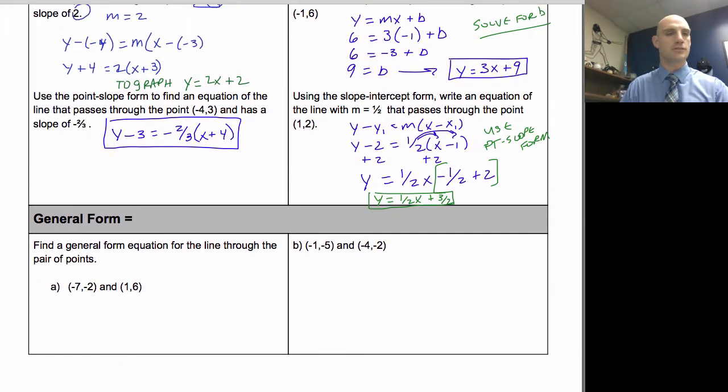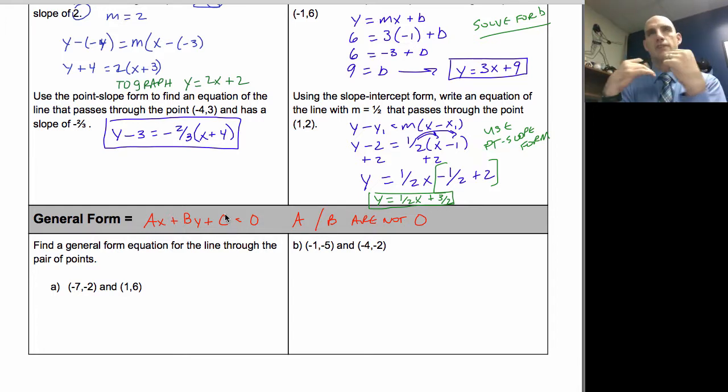Let's talk about general form. General form is when we've got everything on the same side. And so we're going to need to deal with the coefficients here. And so general form is ax plus by plus c equals 0. Okay? A and b are not 0. So what you can see is if I'm setting it equal to 0, if I've got point-slope form, I can go to slope-intercept form. I just put everything on one side.